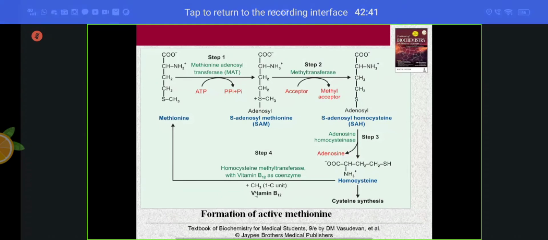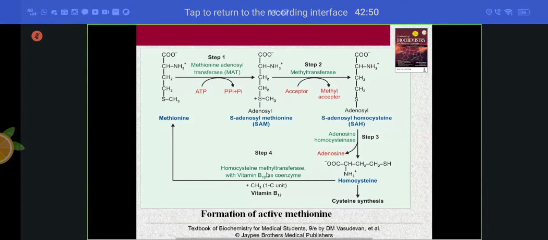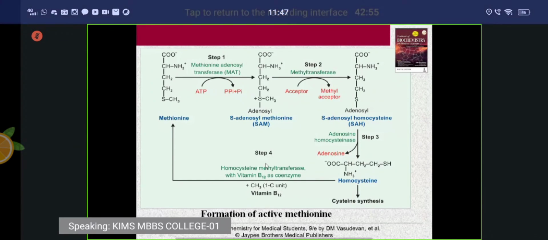And this vitamin B12 is very important. If you don't have vitamin B12, we can't synthesize methionine in our body from the homocysteine. It leads to many nerve disorders. We'll see in the future classes.